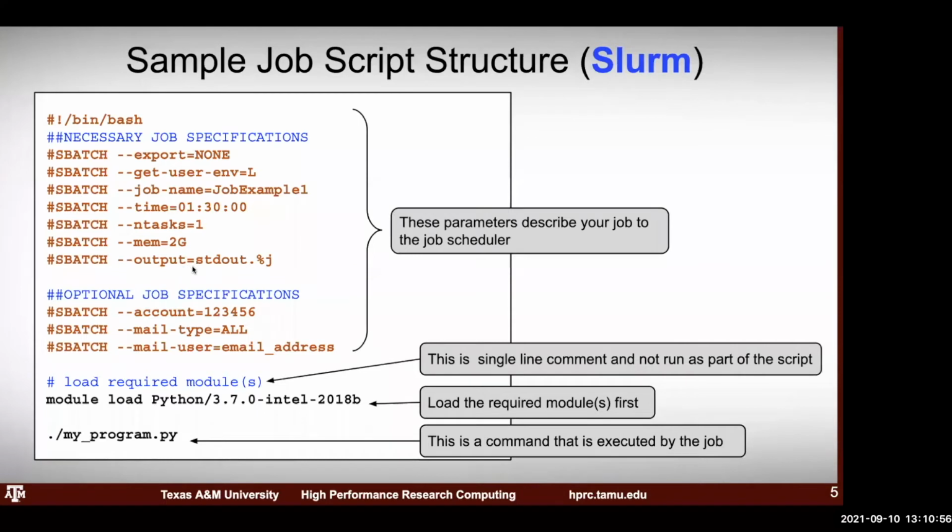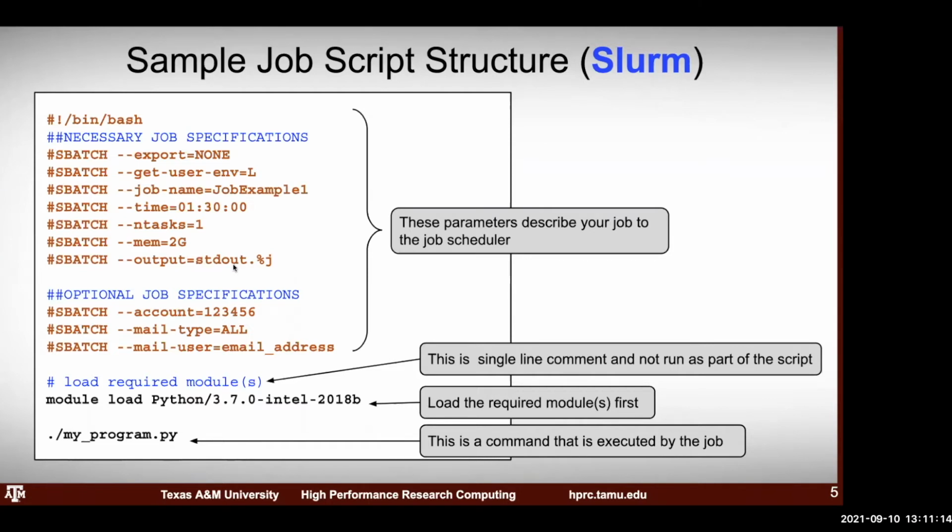And then this output right here defines where to send the output. In this case, we're saying send the output or name the output stdout.%j. %j is a variable for the job ID. When you submit this job, SLURM gives it a job ID to keep track of it. So this %j will get replaced by like 1, 2, 3, 4, 5 or something like that.